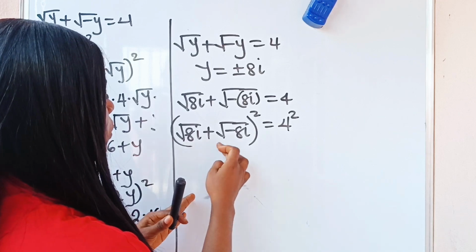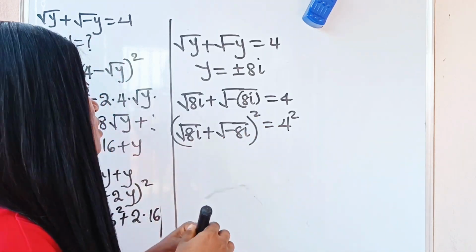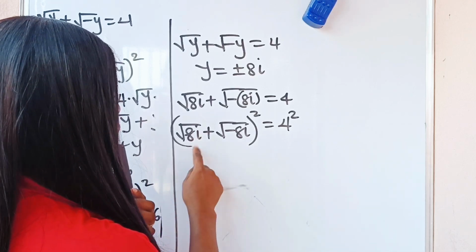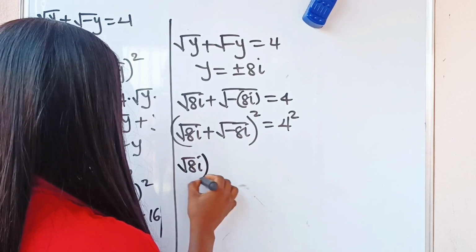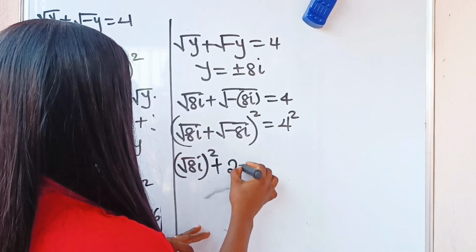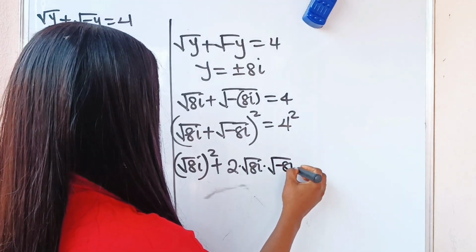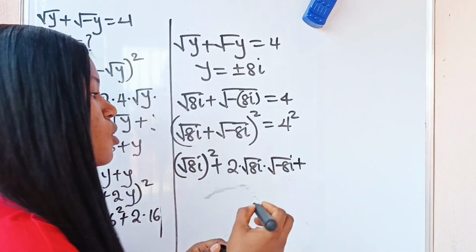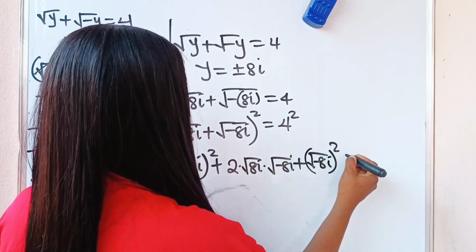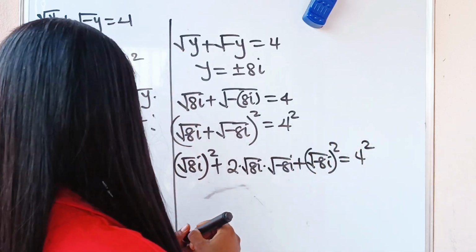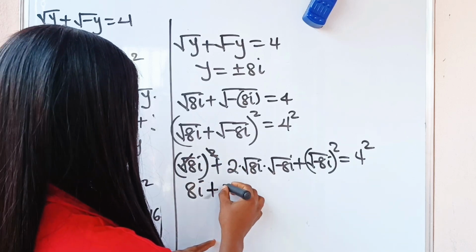Now when you have a plus b squared, let's expand using our algebra identity that states that it is a squared plus 2ab plus b squared. So it's going to be root 8i squared, plus 2 multiplied by root 8i multiplied by root minus 8i, then plus b squared, that is root minus 8i squared, is equal to 4 squared. Now we cancel this, we have 8i plus 2.